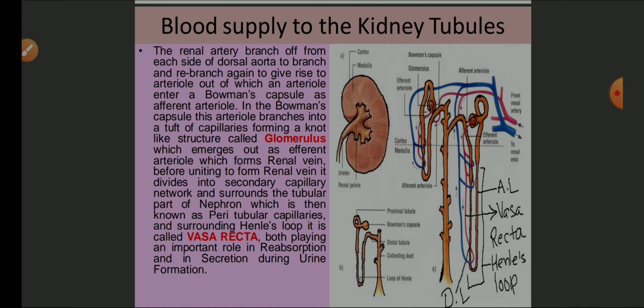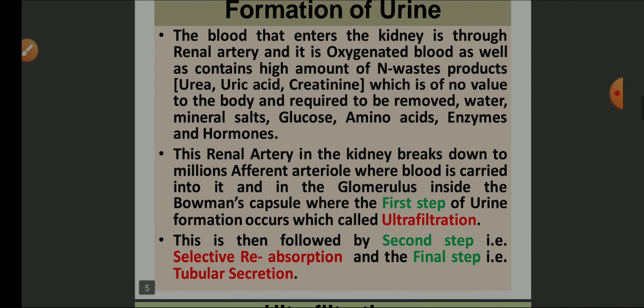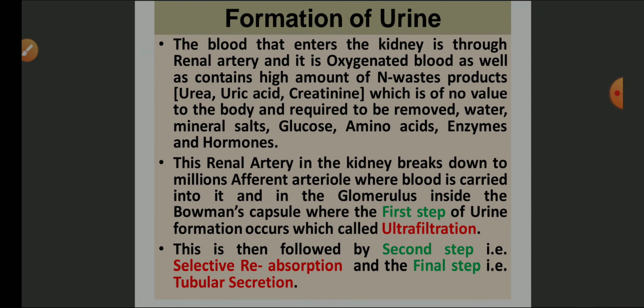So I hope you understood about the blood supply to the kidney tubules. Kidney tubules means nephrons. So let us see the formation of urine. Formation of urine actually takes place in 3 steps. Number 1, ultrafiltration. Number 2, selective reabsorption. And number 3, tubular secretion. So first of all, ultrafiltration occurs.